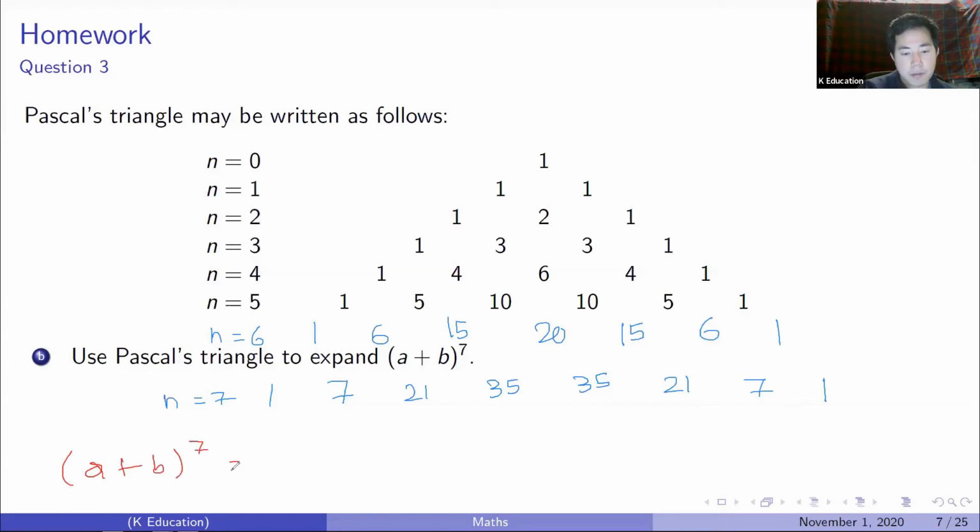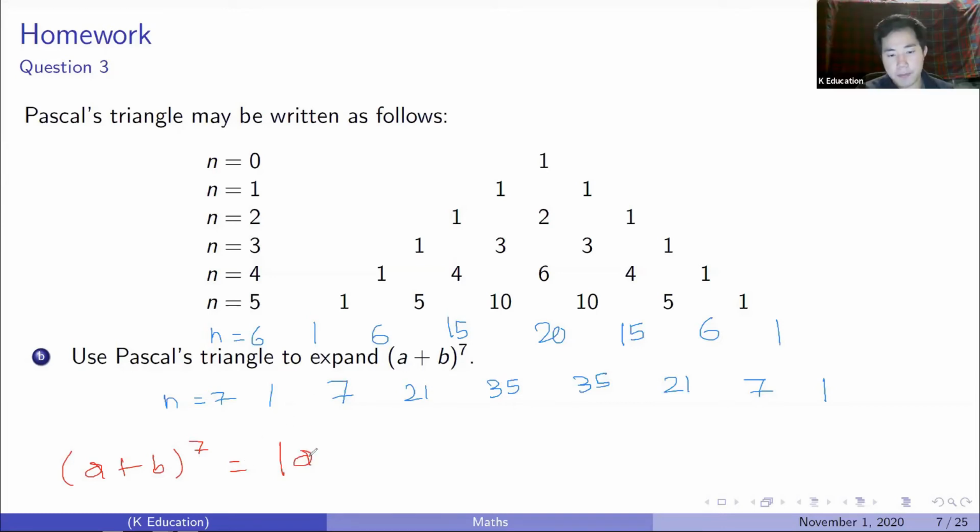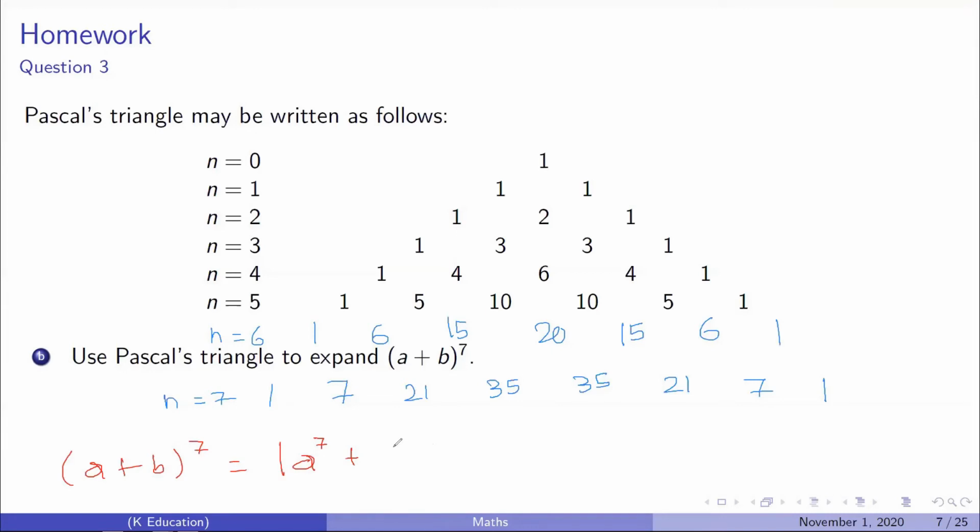So I know the coefficient would be 1. 1 of what? So let's start with a to the power of 7. Okay, so it's going to be a to the power of 7. Plus, what's my next number? b to the power of 7?